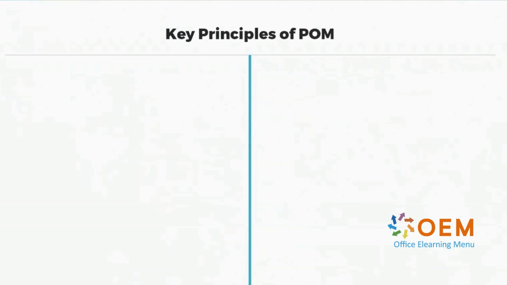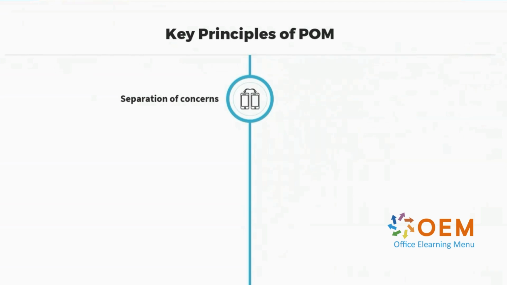Now let's take a moment to cover the key principles of page object model in order to understand exactly what we need to include while following this methodology. First things first, separation of concerns, which is mainly isolating test logic from UI structure. This means that the test script should only focus on the test scenarios and not on how to locate or interact with the UI elements.